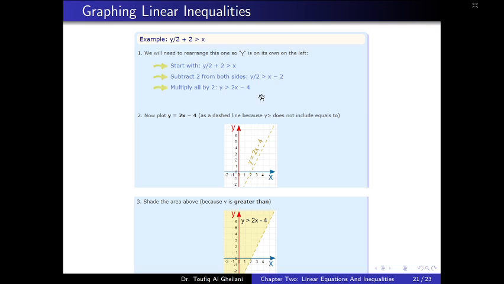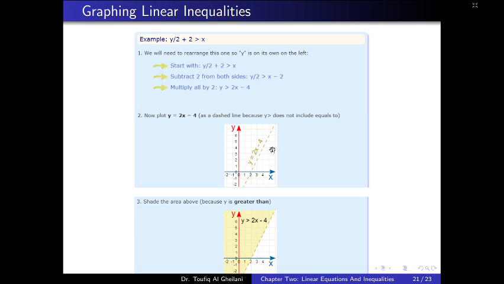So I draw the line y equals 2x minus 4. When x equals 0, y will be minus 4 here. When y equals 0, x will be 2 here. So I draw the line. Now I make it dashed. Why? Because it doesn't include equality.